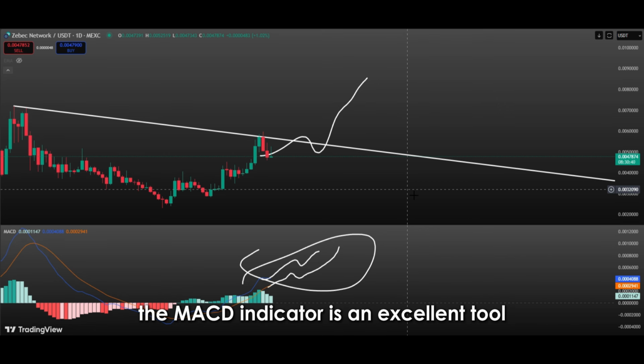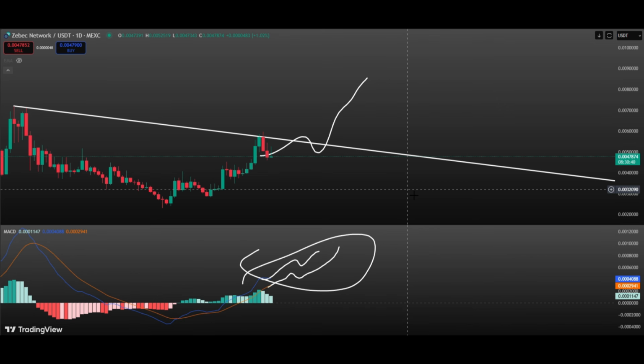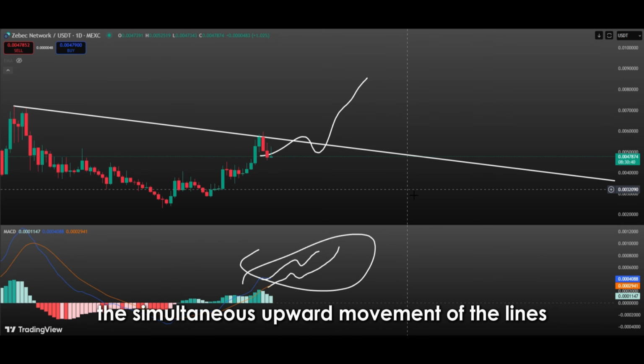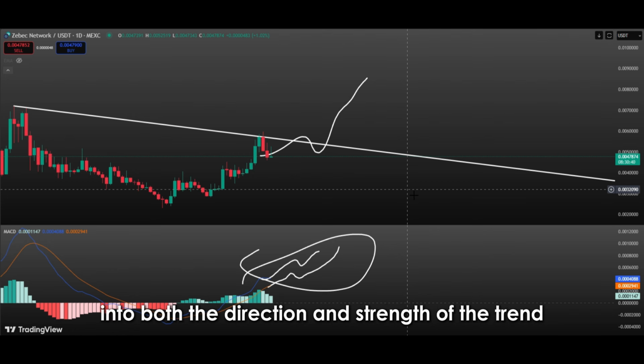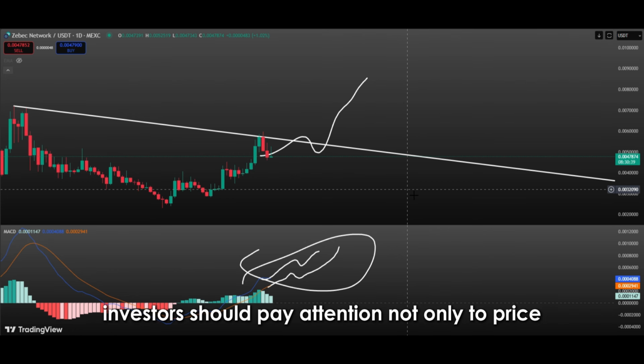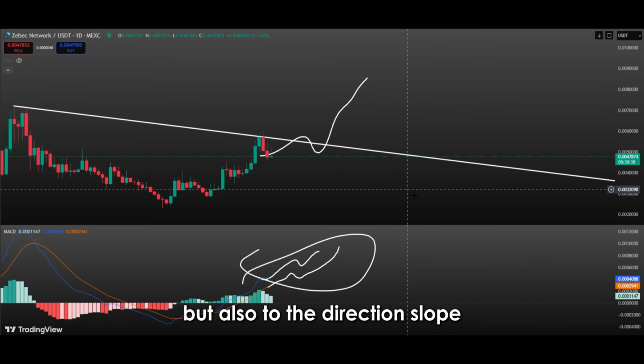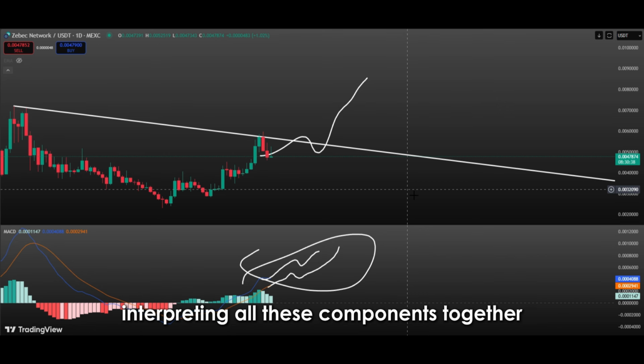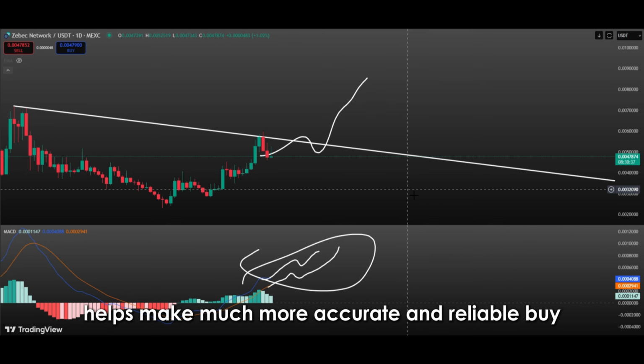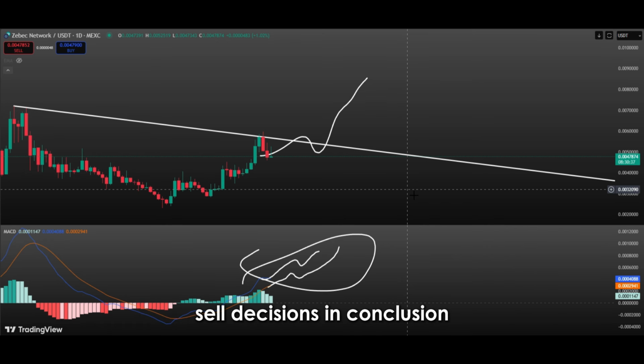The MACD indicator is an excellent tool, particularly for trend-following investors. The simultaneous upward movement of the lines provides clear insights into both the direction and strength of the trend. For this reason, investors should pay attention not only to price, but also to the direction, slope, and relative position of the MACD lines, and the movement of the histogram bars. Interpreting all these components together helps make much more accurate and reliable buy-sell decisions.